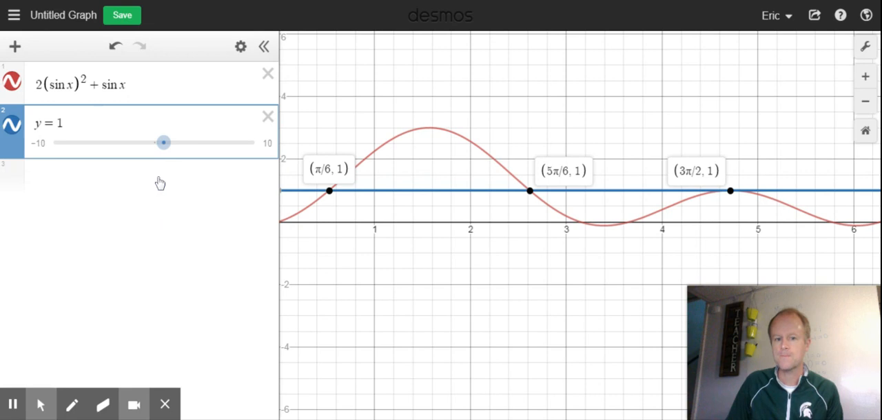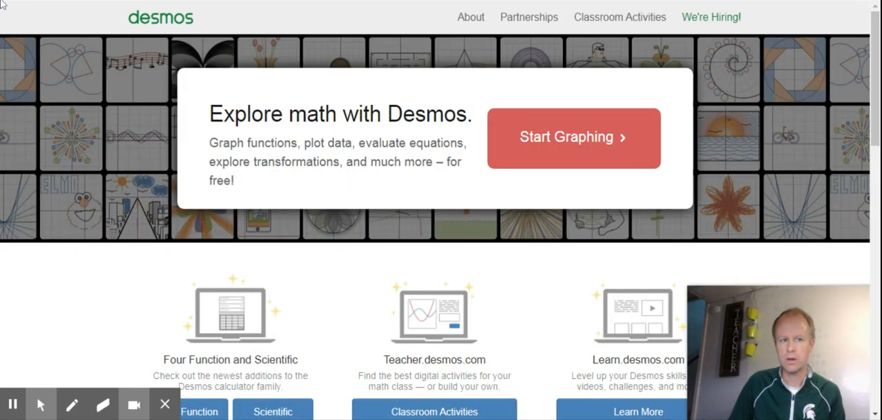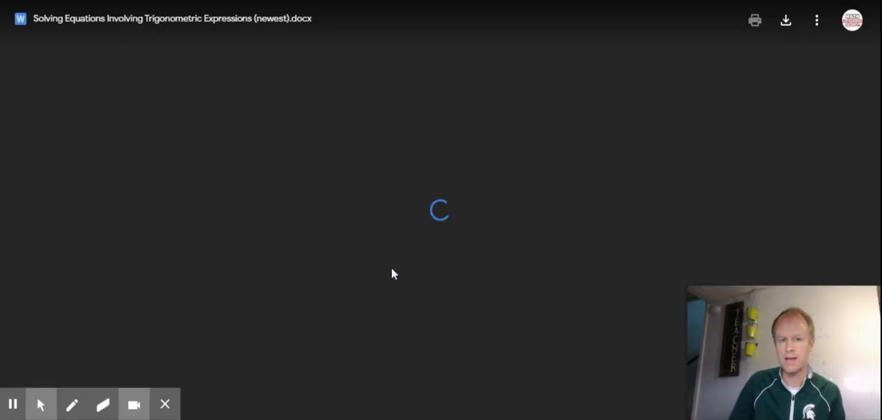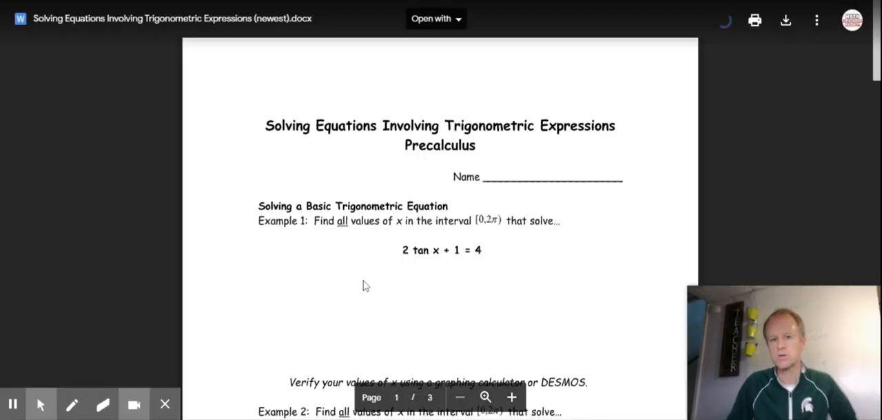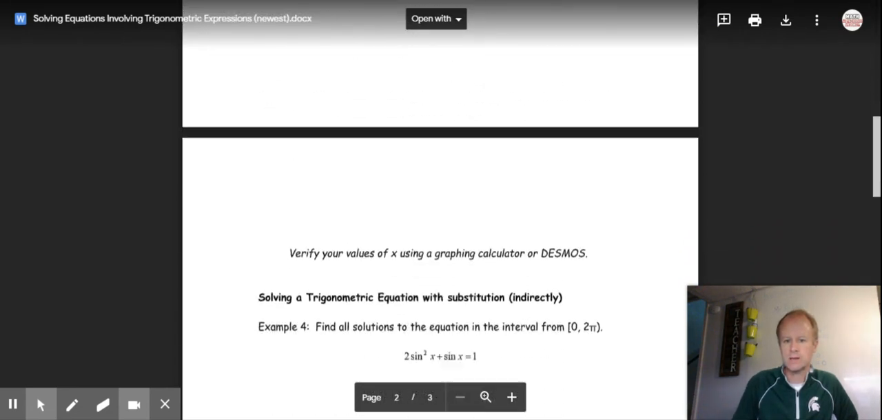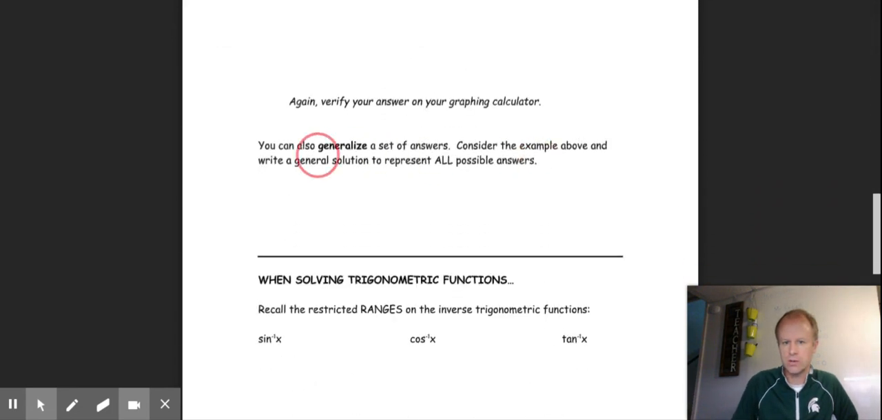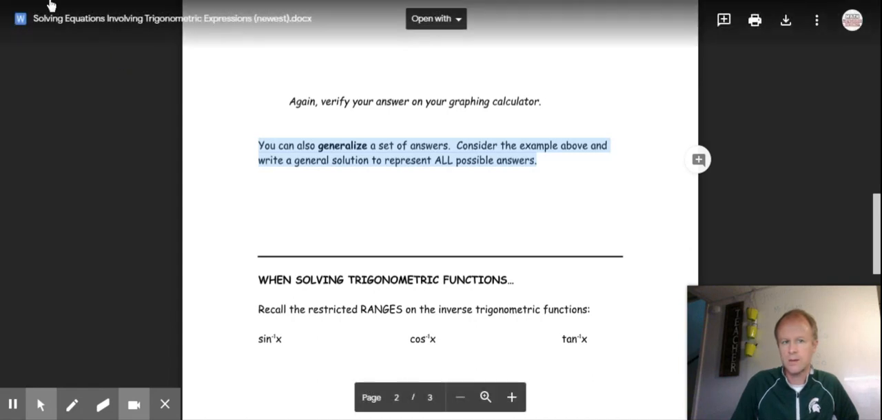The other thing that it says in your notes, if we go back to our notes a second, is that if we expand to say that our answers could be any angle, not restricted to 0 to 2 pi. So let's go back to right here. You could generalize to a set of all answers. So the way we do that is we think about coterminal angles. So if I wanted to, let's go back to Desmos again.